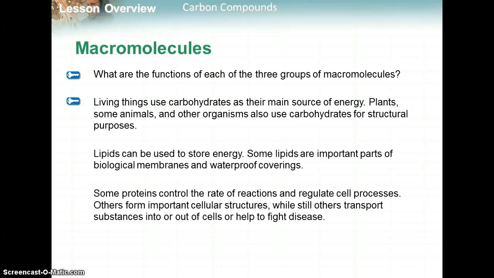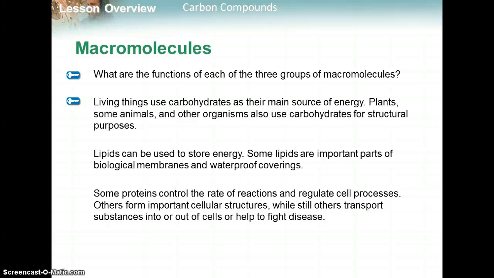So now, getting into macromolecules. There are 3 that we're going to be talking about right now. There's technically 4, but we're just going to talk about 3. We'll talk about the 4th one later this semester. First, we're going to talk about carbohydrates. This is the main source of energy that organisms use. Plants and some animals actually use carbohydrates for structural purposes, but mostly plants.